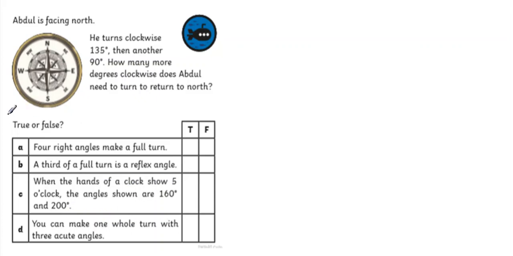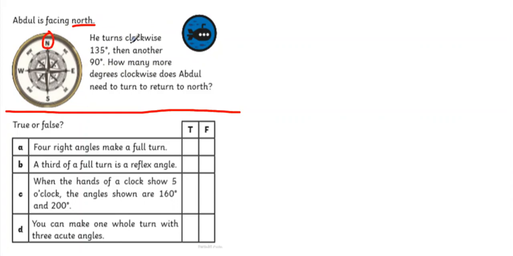So you've got 2 questions there. Abdul and true or false. So take it a question at a time. Let's have a look at this one and underline the important information together. So he is facing north first of all. So north is here, remember.